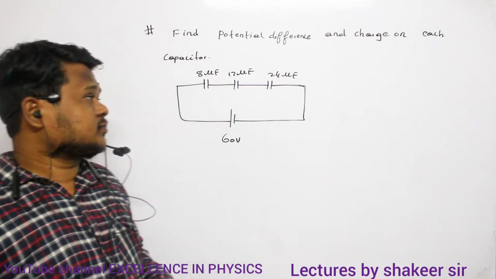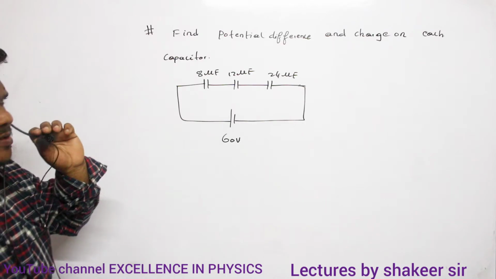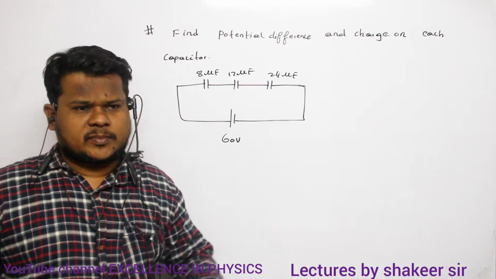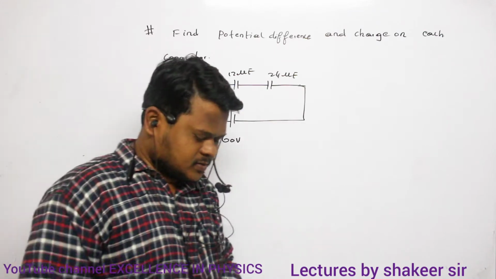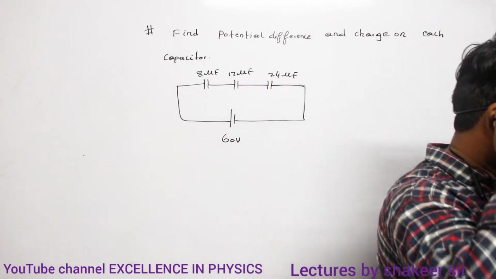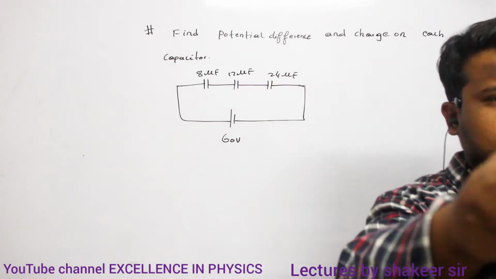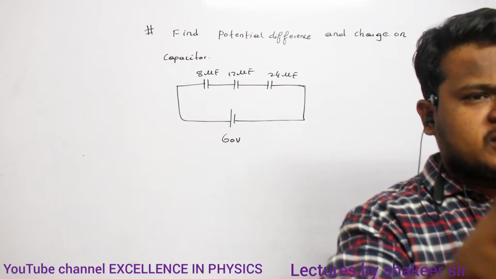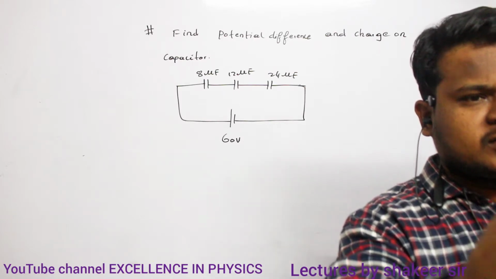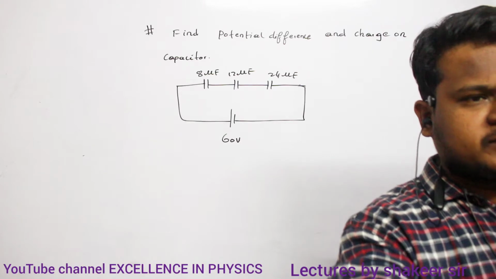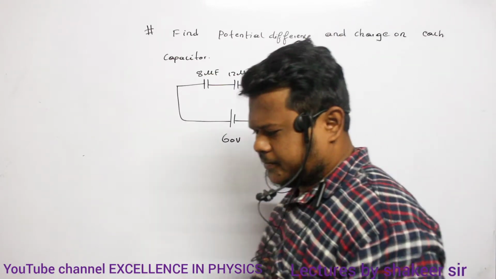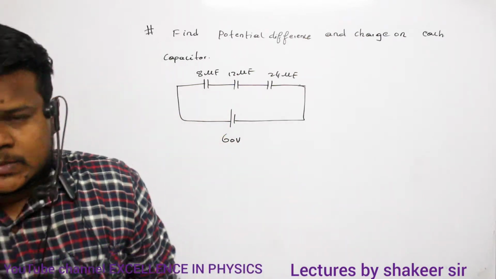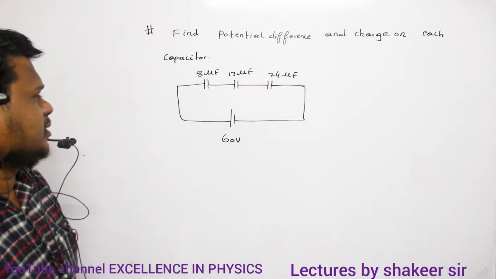So, find the potential difference and charge on each capacitor. Can you say, ma, how can we solve this one? Potential difference and charge on each capacitor. Any idea? Anybody, ma? Can you see?